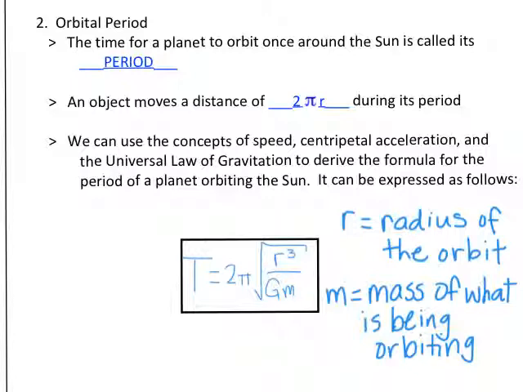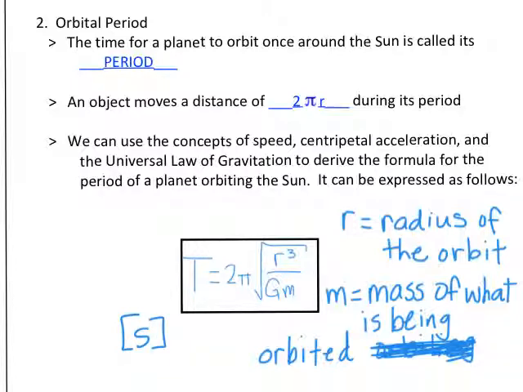And I won't go through the derivation. It's not important for you guys, but you do need to recognize the formula for the period of something going around in orbit, and it's going to be equal to 2 pi times the square root of r, the radius of your orbit, and we're actually going to cube that, so you'll do the caret to the third on your calculator. And then we're going to divide by the product of the gravitational constant times the mass of the thing being orbited. Your units will still work out and you'll end up with seconds, just like any of the other periods that you've studied previously.